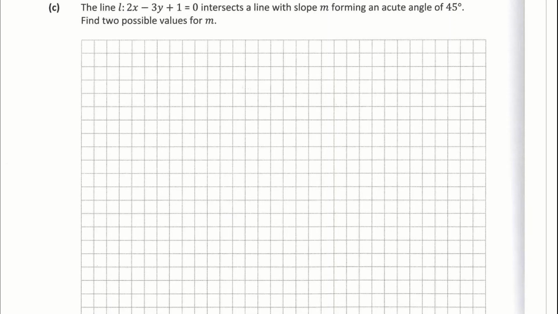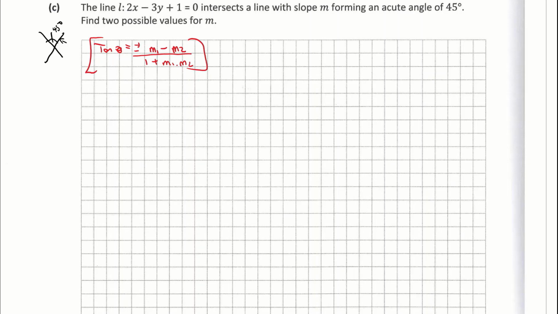From our log tables, we're taking the angle between two lines formula. Two lines are intersecting each other, and they're giving us the size of the angle to be 45 degrees, and they've given us the equation of one of the lines. We need to find two possible values of the slope for that second line. So from our log tables, tan theta is equal to plus or minus m1, our first slope, minus our second slope, all divided by 1 plus m1 times m2.